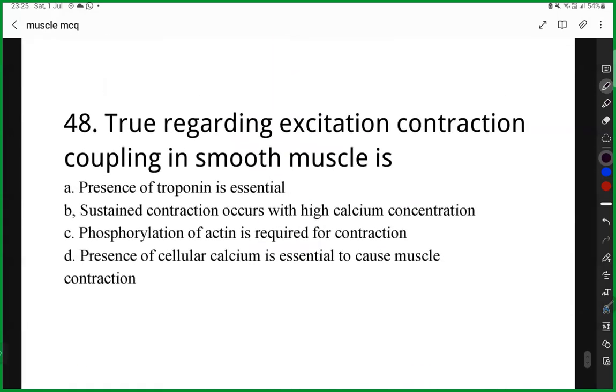So, true regarding the excitation contraction coupling in your smooth muscle. Remember, presence of cellular calcium is essential for muscle contraction.